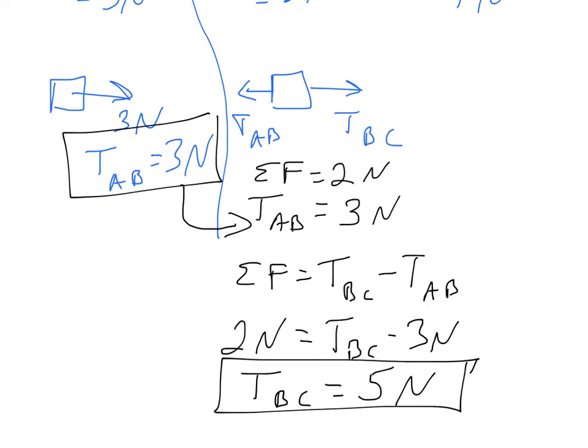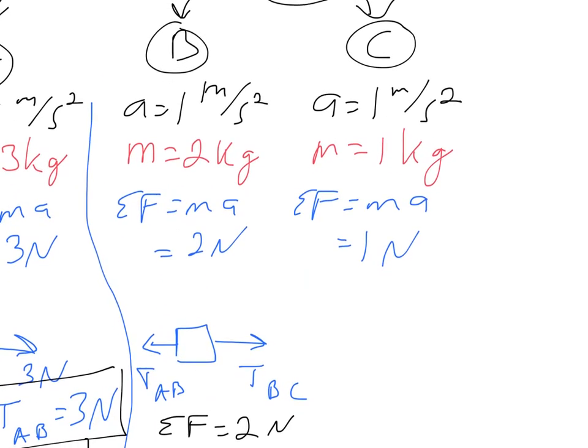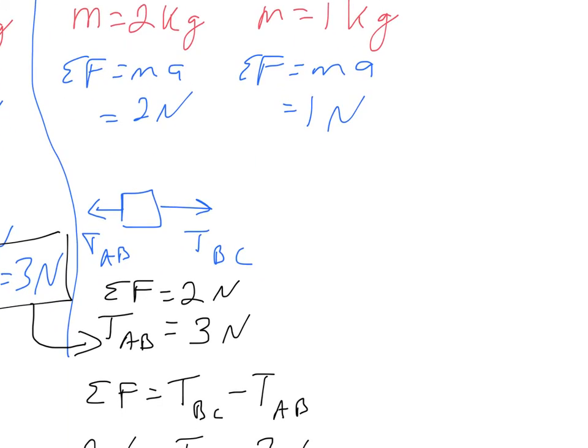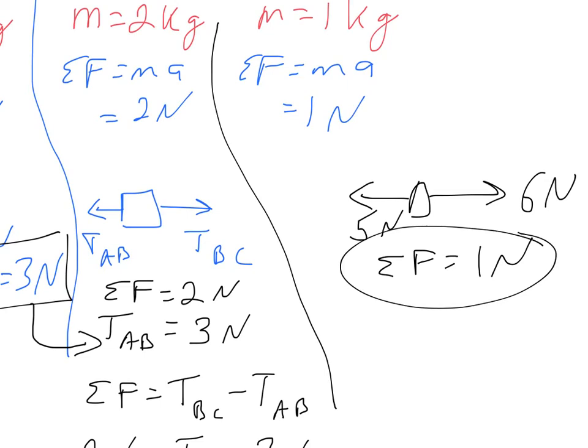We can check our work by going back up and looking at block C, the last block in the line. It is stuck in this tug of war between my 6 newtons of pull and the tension in BC, which we found to be 5 newtons. In that case, the net force is just 1 newton, which is what I had previously figured out.